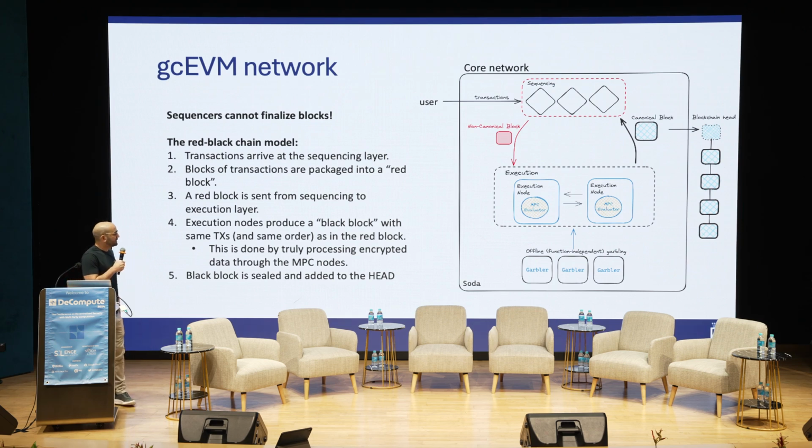So here in the execution layer, we have, as you can see, two types of machines. We have in the lower layer the garblers, and in the upper layer the MPC evaluators. And I will talk about it a little bit in a bit.